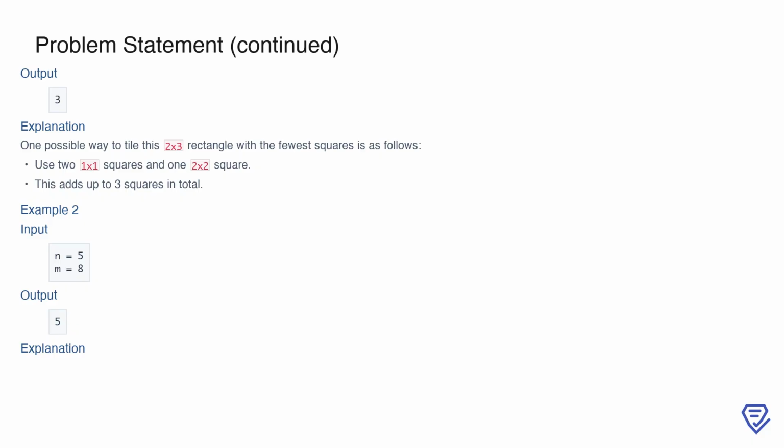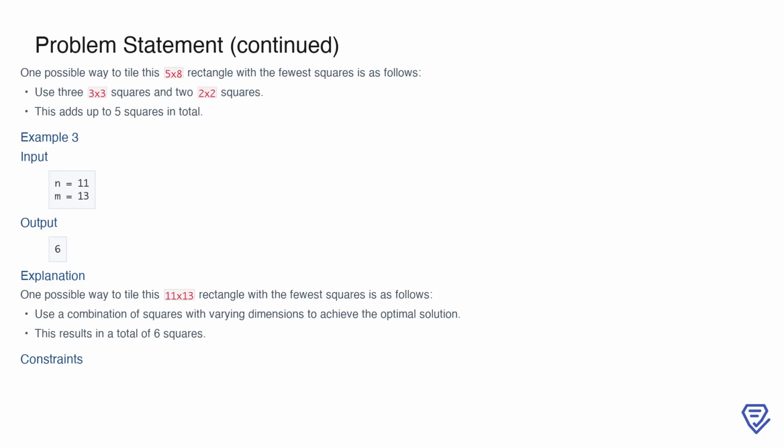In another example, where n equals 5 and m equals 8, the output is 5. This means the 5x8 rectangle can be tiled with 5 squares in total. For the rectangle with dimensions 5x8, one possible arrangement is to use three 3x3 squares and two 2x2 squares. This adds up to 5 squares, which is the minimum required to completely cover the rectangle.